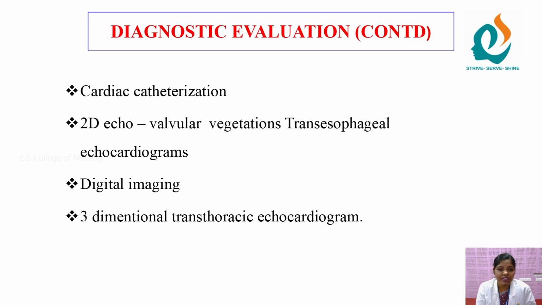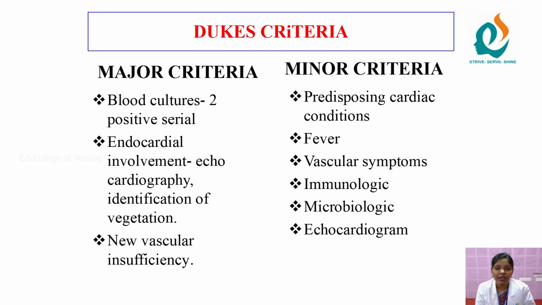Next, other investigations that are needed are cardiac catheterization, 2D echo, valvular vegetations, transesophageal echocardiogram, digital imaging, and 3-dimensional transthoracic echocardiogram. And then we move on to the Duke criteria, the major criteria and minor criteria.